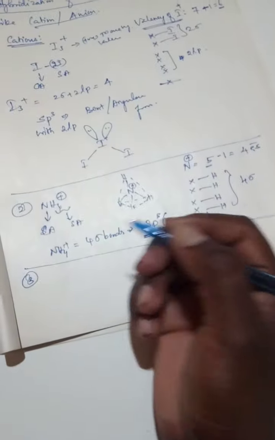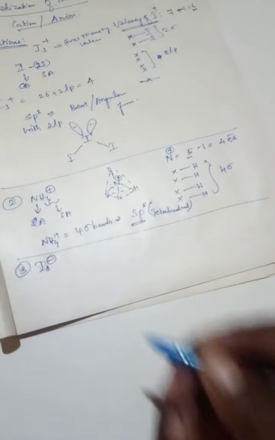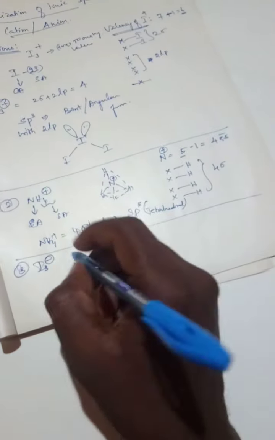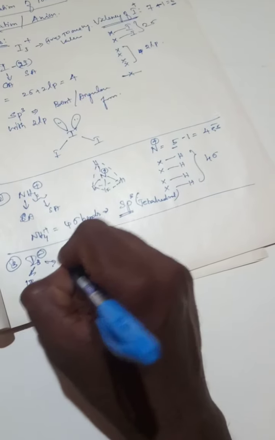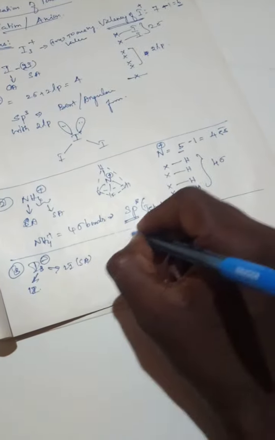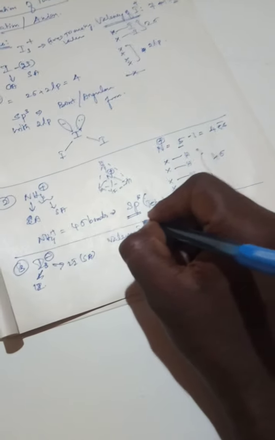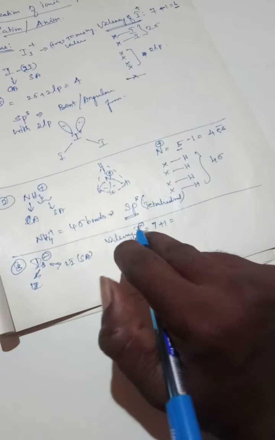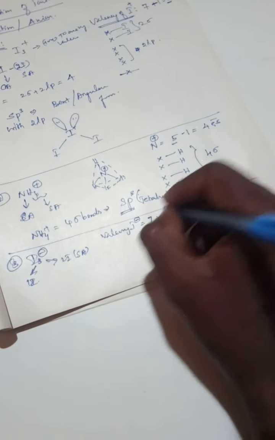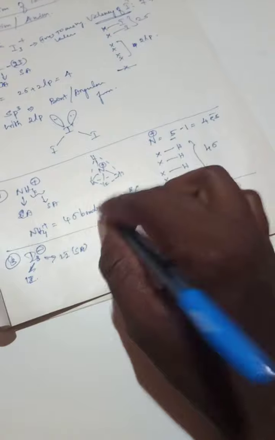Any other for the negative ion? Like I3 minus. The I3 plus is an angular form, but I3 minus is different. One iodine is the central atom and 2 iodines are surrounding atoms. The valency of iodine equals 7. If any negative charge is present, 1 electron will be added. So totally 8 electrons are present in the valence shell of the iodine.